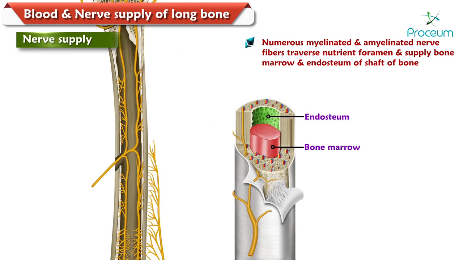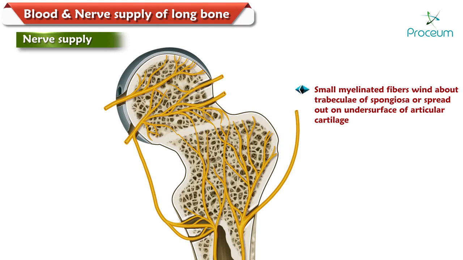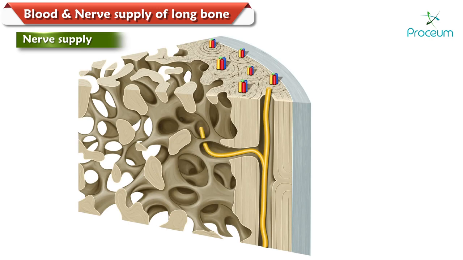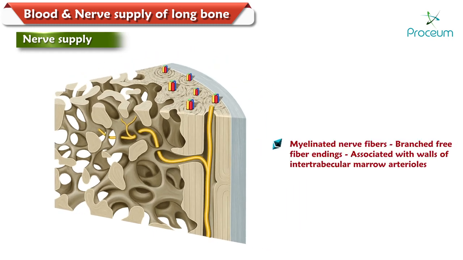of the bone. Small myelinated fibers wind about the trabeculae of the spongiosa or spread out on the undersurface of the articular cartilage. Small knob-like terminations of nerve endings terminate in close relationship to the endosteum. Other myelinated nerve fibers have branched free fiber endings associated with the walls of intertrabecular marrow arterioles.